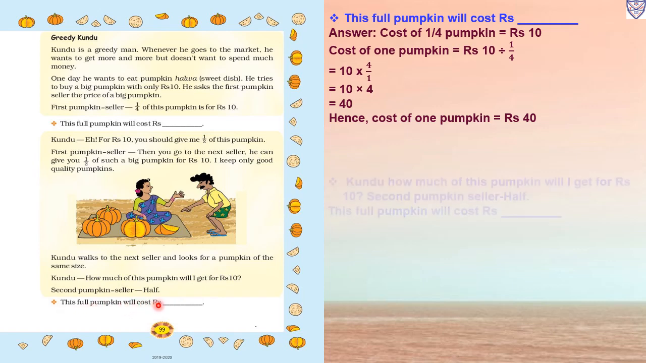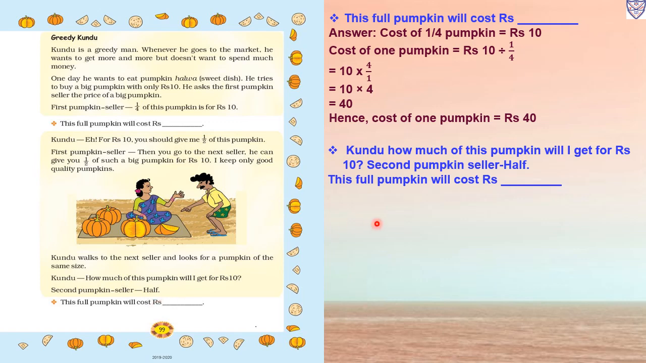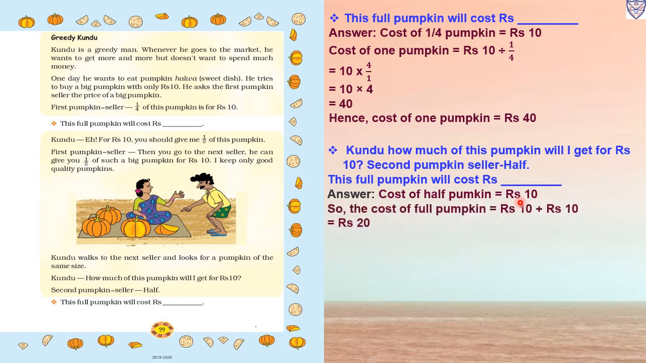Now we have to find out the cost for this. Kundu asked, how much of this pumpkin will I get for rupees 10? The second pumpkin seller said half. So the cost of half pumpkin is equal to rupees 10. The cost of a full pumpkin is 10 plus 10. Half means rupees 10, so the other half will also be rupees 10. So that is rupees 20. Therefore the cost of one full pumpkin is rupees 20.